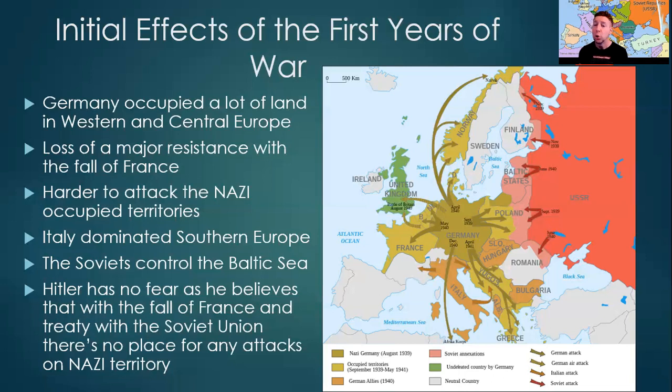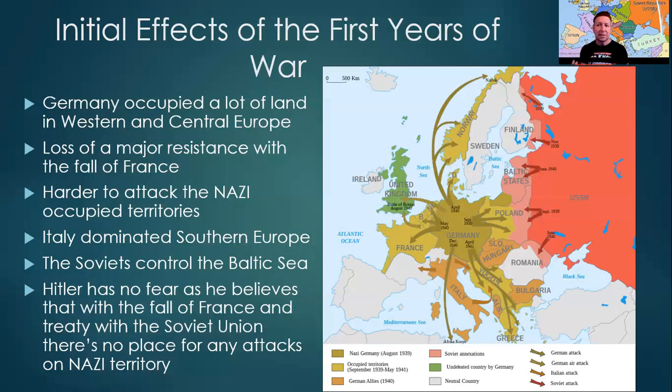And the Soviets, who are no friend of anybody, and really they're not friends with the Germans, but you know, they kind of want to do their own thing. They're controlling the Baltic Sea. And now Hitler, because he has the fall of France and he's got this treaty with the Soviets that they're not going to attack him, he literally has no fear. And there's no place that anybody can attack his Nazi territory. That's how he looks at it.